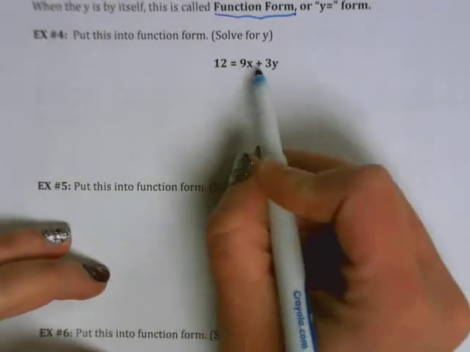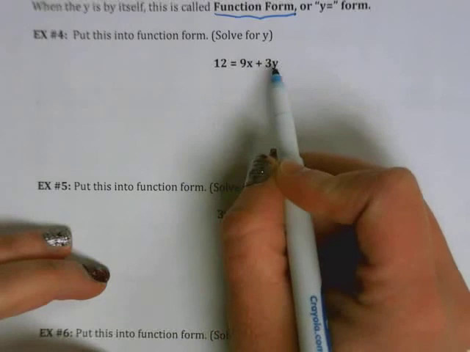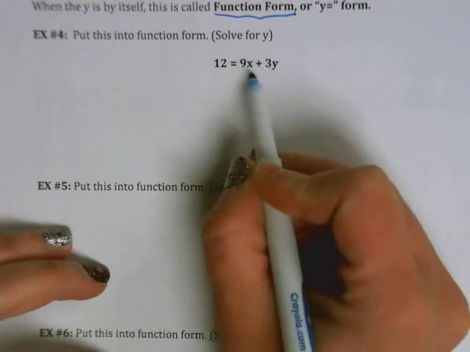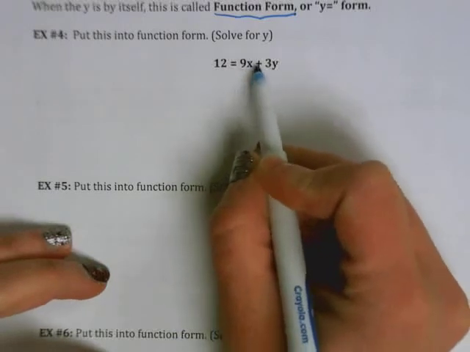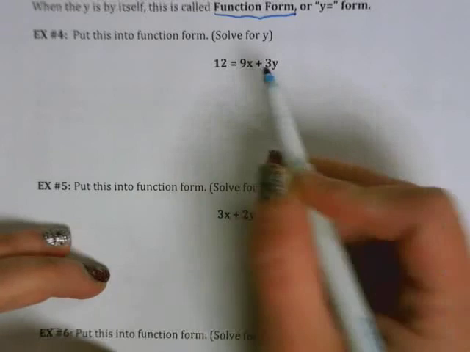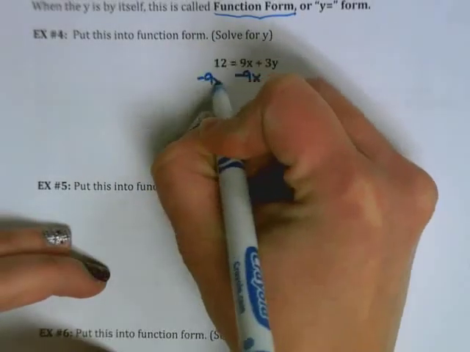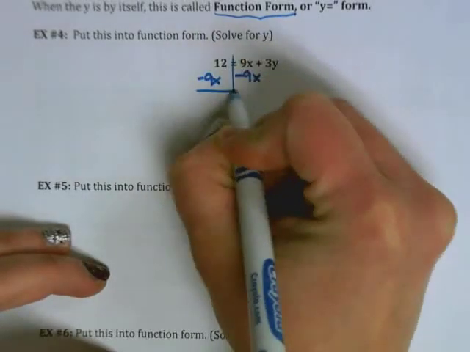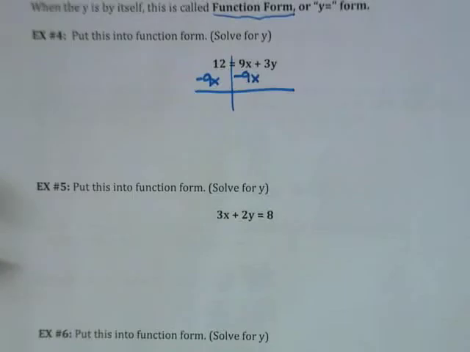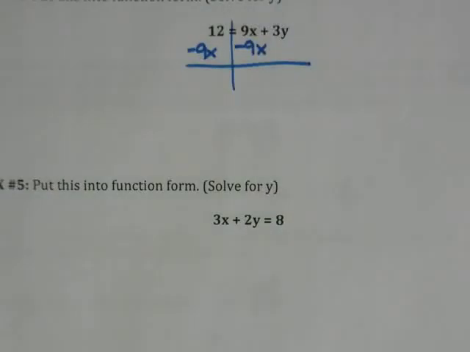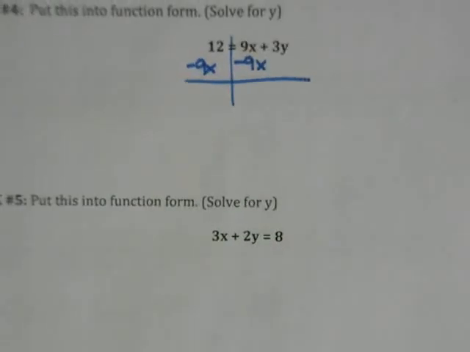The same thing here. We're trying to get the y by itself. We're going to undo the adding, subtracting. So how are we going to get rid of plus 9x's? Take them away. If we want to get rid of 9x's, we're going to subtract 9x's from both sides of this equation. I'm going to zoom in a little bit more here. You can see that better.